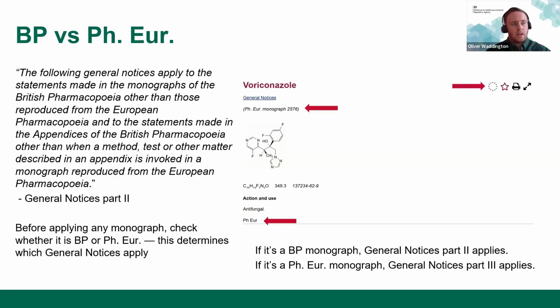But I just want to emphasize the distinction between the BP monographs and European Pharmacopoeia monographs. So you might know already, but in the BP, we reproduce the European Pharmacopoeia monographs as part of our publication. And you can identify a European Pharmacopoeia monograph by a couple of ways, but if you look in the top right, there's normally the chaplet of stars, so that'll be next to your favorites button. But you can also tell by underneath the general notices or underneath the action and use statement, it will mention European Pharmacopoeia. And so this is important because general notices part 2 applies to the BP text, whereas general notices part 3 applies to the European Pharmacopoeia text. So before applying any monograph, you should first check which type it is, as this will determine what rules apply. Next slide, please.